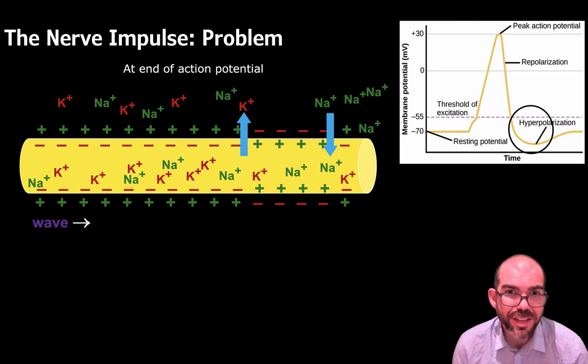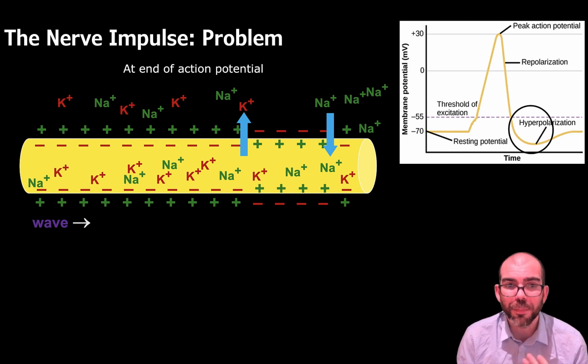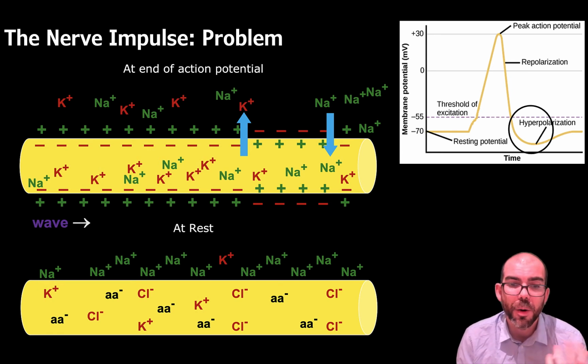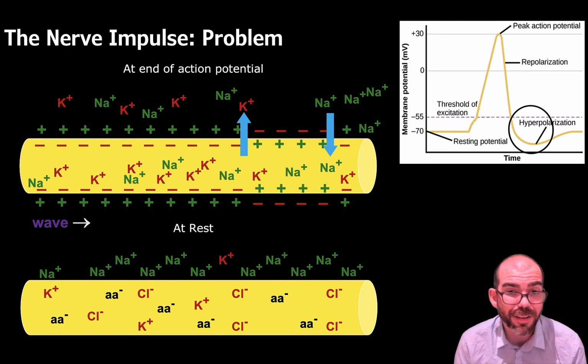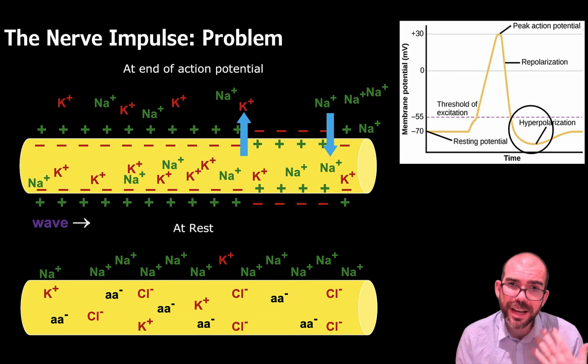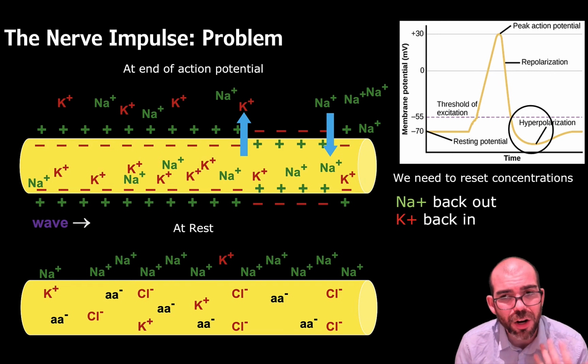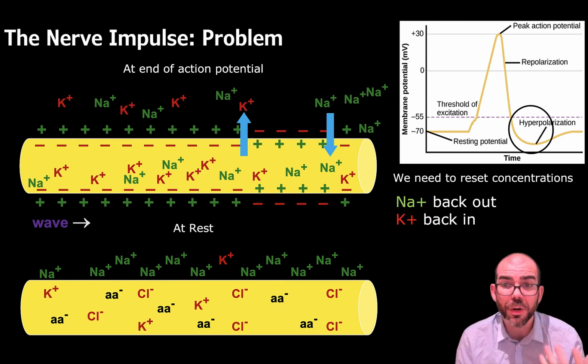After this reset, the neuron has a problem. At rest, we had more sodium on the outside, more potassium on the inside. But now we have the opposite. We've reset our charges through repolarization, but we need to reset our concentrations. We need to get sodium back out and potassium back in.